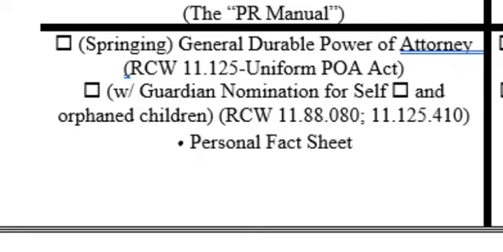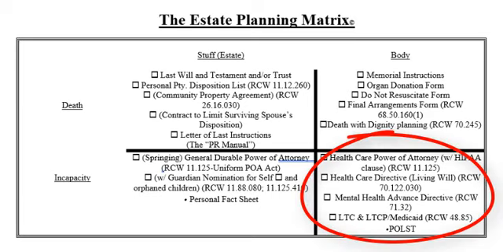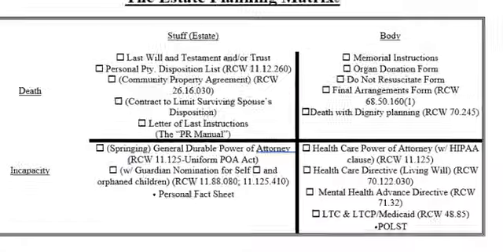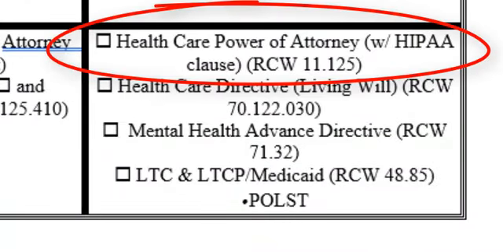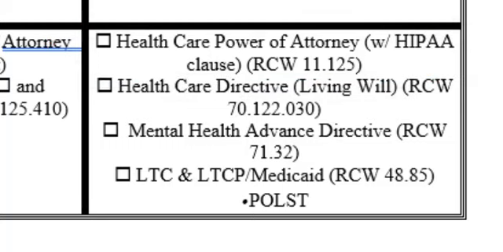Let's move to the lower right-hand quadrant, and we're talking now about incapacity and what happens with your body. Here we have a healthcare power of attorney with a HIPAA clause, and that's RCW 11.125. The power of attorney statute is the source for this. Same thing, power of attorney, but now we're dealing with healthcare decisions, not what happens with money.